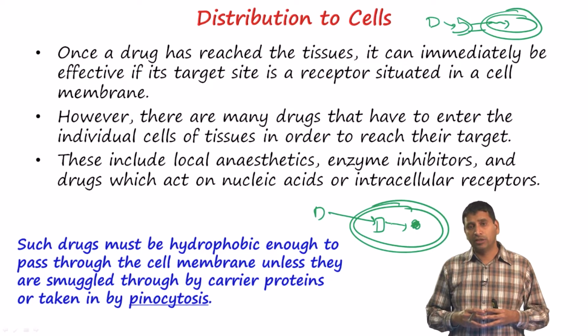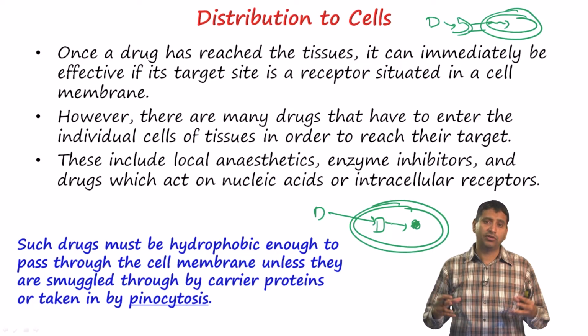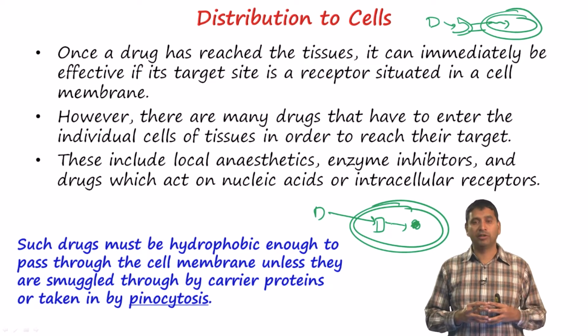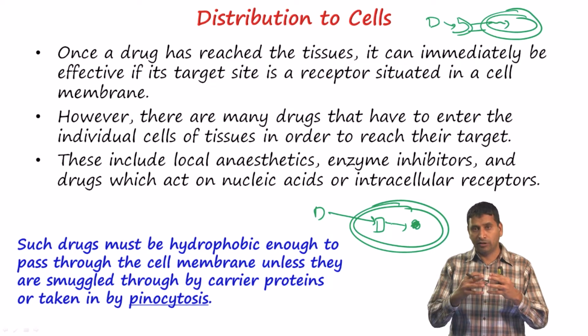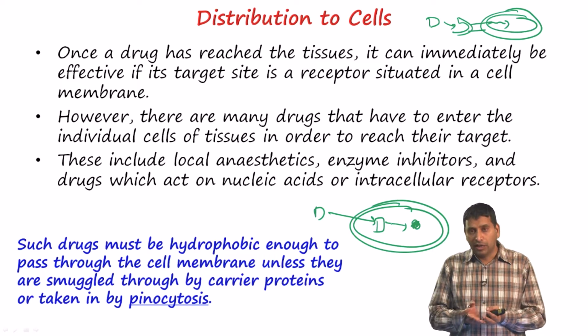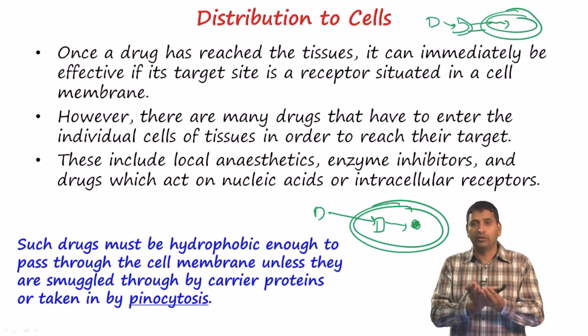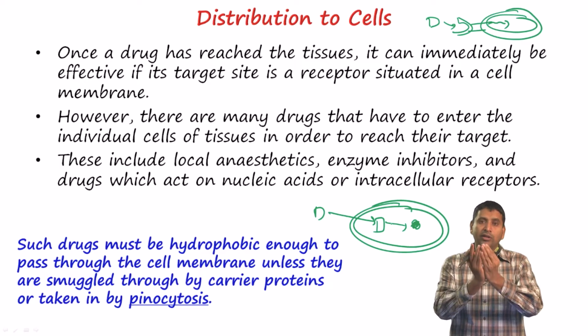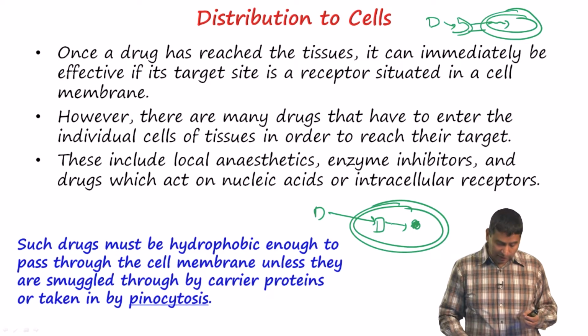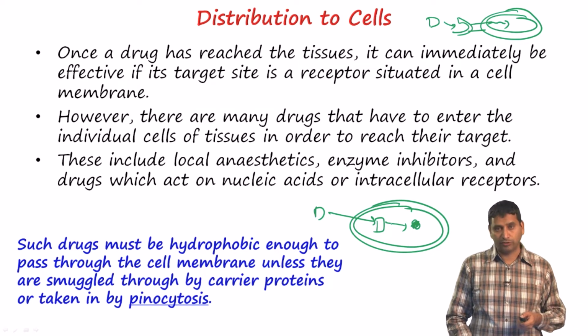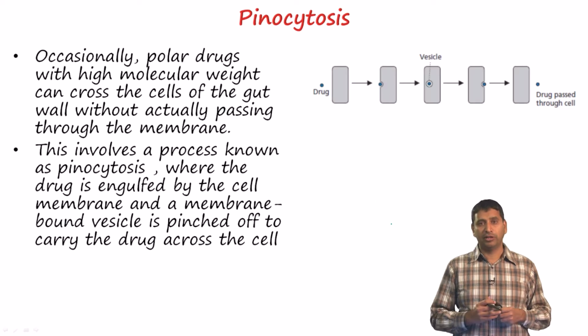Such drugs which have to pass into cells must be hydrophobic enough to pass through the cell membrane. We have already looked at a number of examples of why the molecule should be hydrophobic, unless they are smuggled through by what are known as carrier proteins. Carrier proteins can bind to the drug and take it along with them when the protein gets across the membrane. The last way in which drugs are taken in is by a process known as pinocytosis. Let us now look at what pinocytosis is.